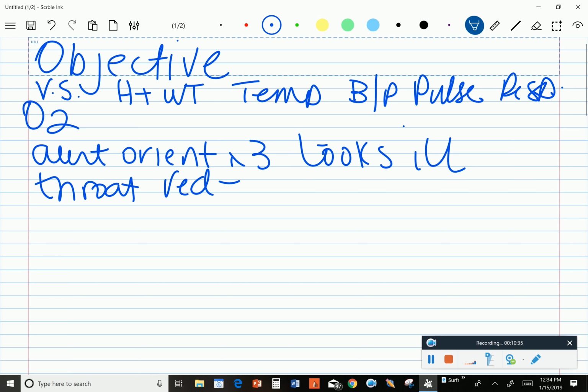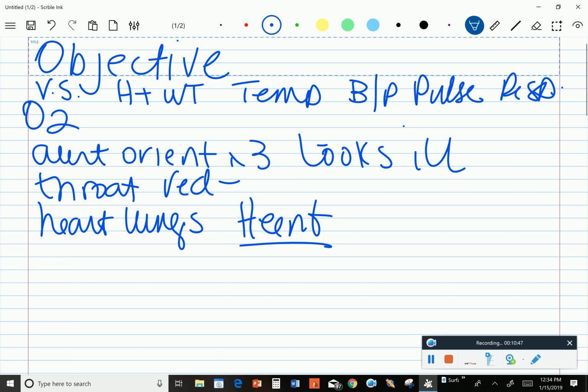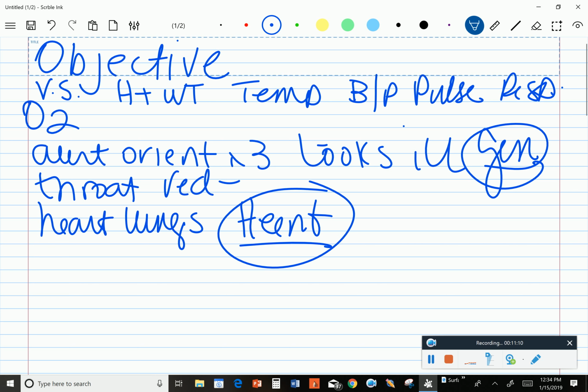I also always check heart, lungs. On a patient like this, you're going to do a regular HEENT exam. And alert, oriented, times 3. That's considered general. And then the throat is red. Is there exudate? Heart sounds. And I'm going to look at their ears and nose, throat, eyes. So we're going to do this exam because everything is dictated by that very first note. And this particular patient had a sore throat.